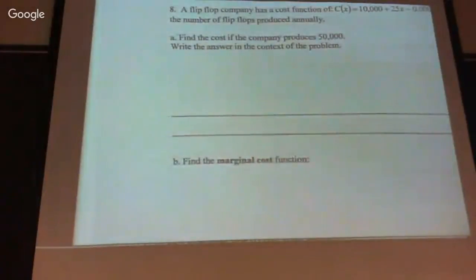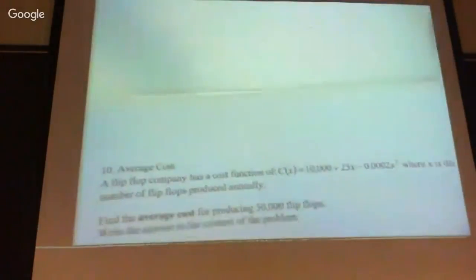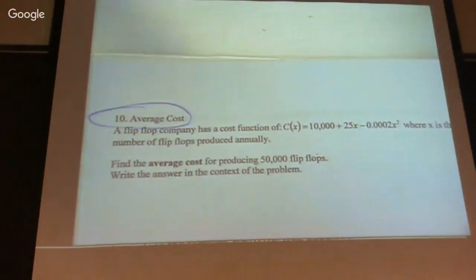Just change the numbers. There's another one that talks about cost. Please be careful. I get a lot of mistakes on the test when I shouldn't. Average cost. Average cost is not a derivative. What's average cost again? It's the C with a bar, but it's cost divided by X. There's no derivatives in that.